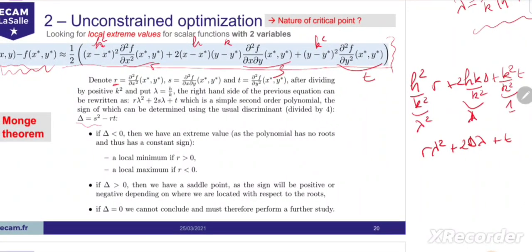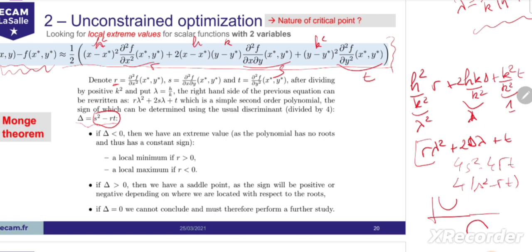So that's why we're computing the discriminant of this polynomial: 4s squared minus 4rt, which is 4 times s squared minus rt, so that you learned Monge criteria. You're looking at this discriminant, and if ever this discriminant is negative, then you know that the polynomial never cancels, so it means that it's either always positive or always negative.